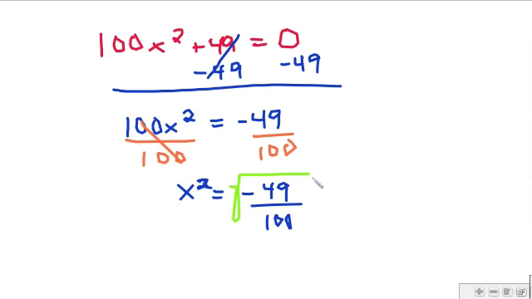I'm going to take the square root. Oh, but very quickly I see that I cannot have a negative square root, even if it's just one of them. So automatically, game's over. This is no real solutions. Cannot have a negative square root.